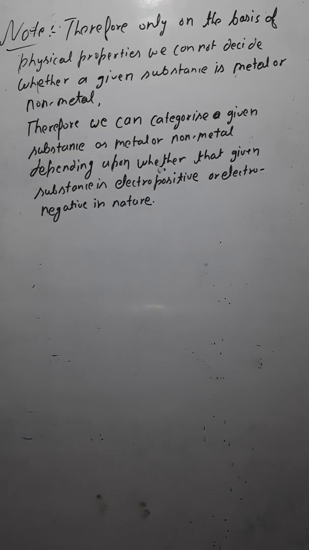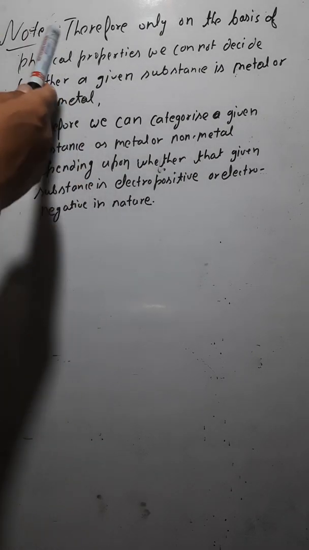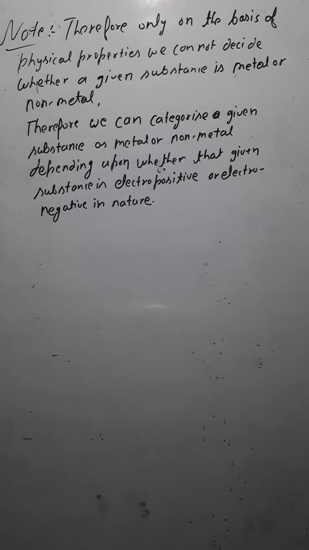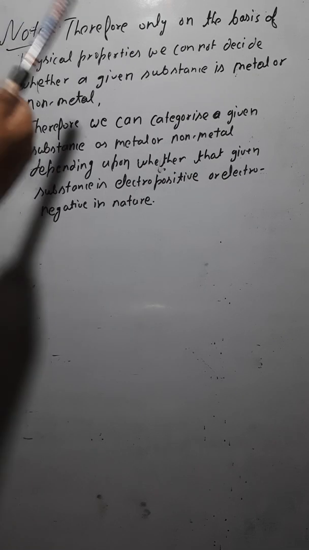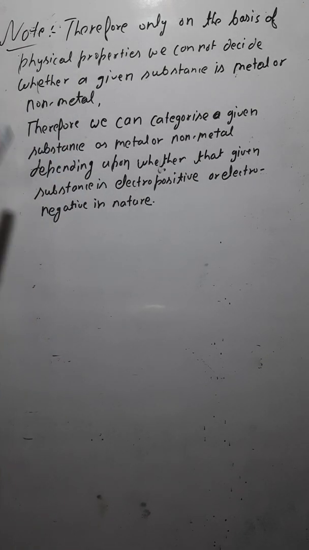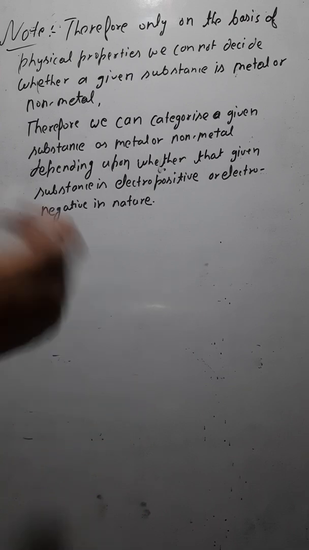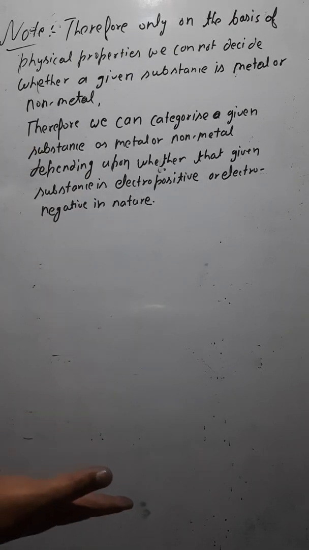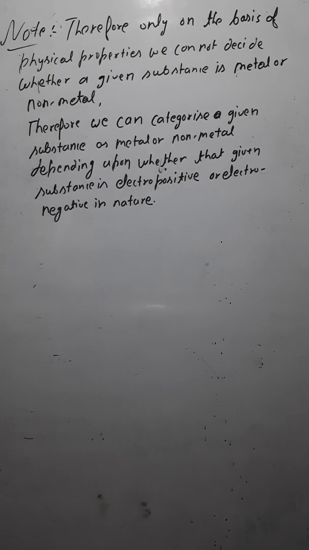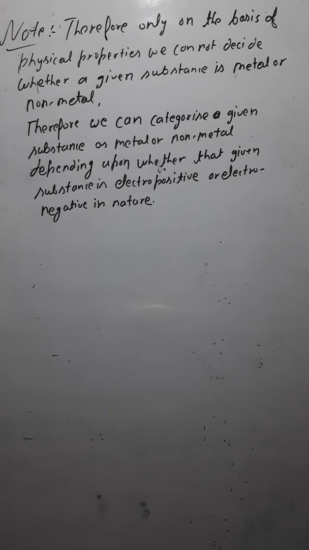So hence we can say that only on the basis of physical properties we cannot decide whether a given substance is metal or non-metal. Therefore we can categorize a given substance as metal or non-metal depending upon whether that given substance is electropositive or electronegative in nature. So if it is electropositive in nature, then you would call the given substance what? Metal. Otherwise it's a non-metal, isn't it?